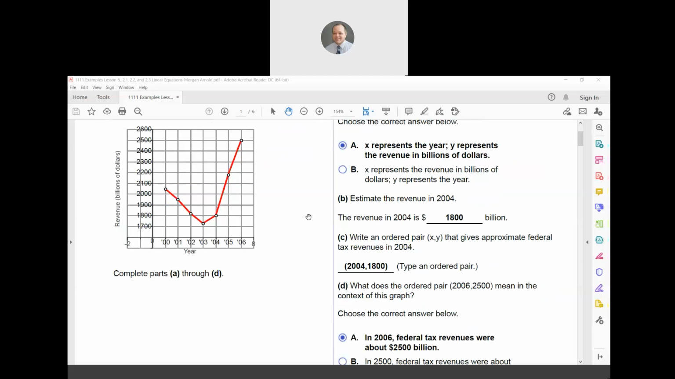Part C, write an ordered pair that gives approximate federal tax revenues in 2004. Your ordered pair has to be in alphabetical order with x first and then the y coordinate. So (2004, 1800) is the correct ordered pair.